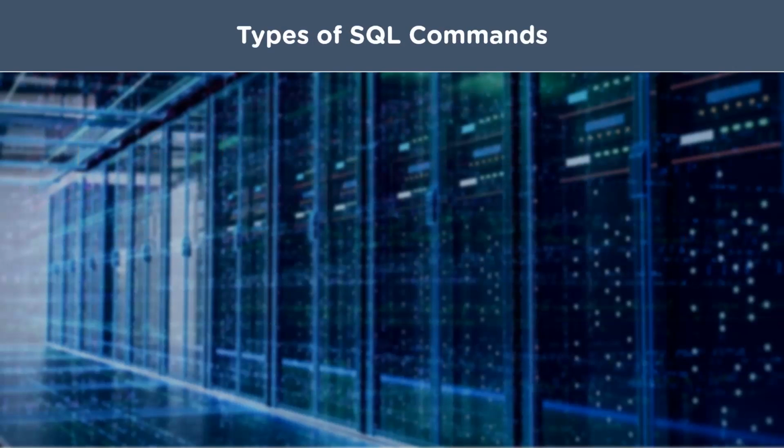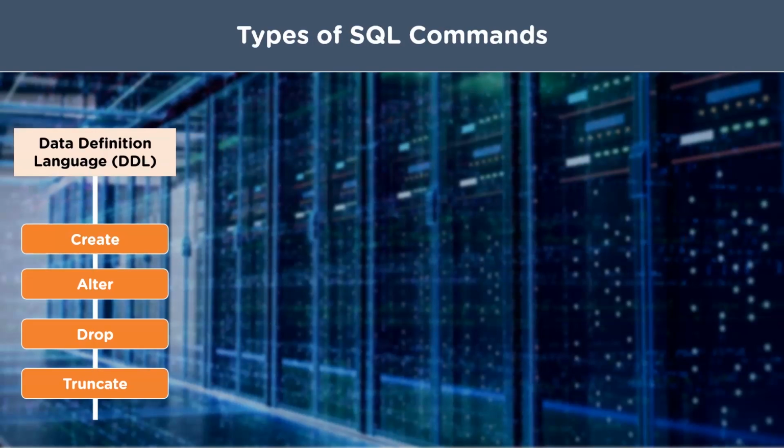There are mainly 4 types of SQL commands. So first we have data definition language or DDL. So DDL commands change the structure of the table, like creating a table, deleting a table, or altering a table. All the commands of DDL are auto-committed, which means it permanently saves all the changes in the database. We have create, alter, drop, and truncate as DDL commands.